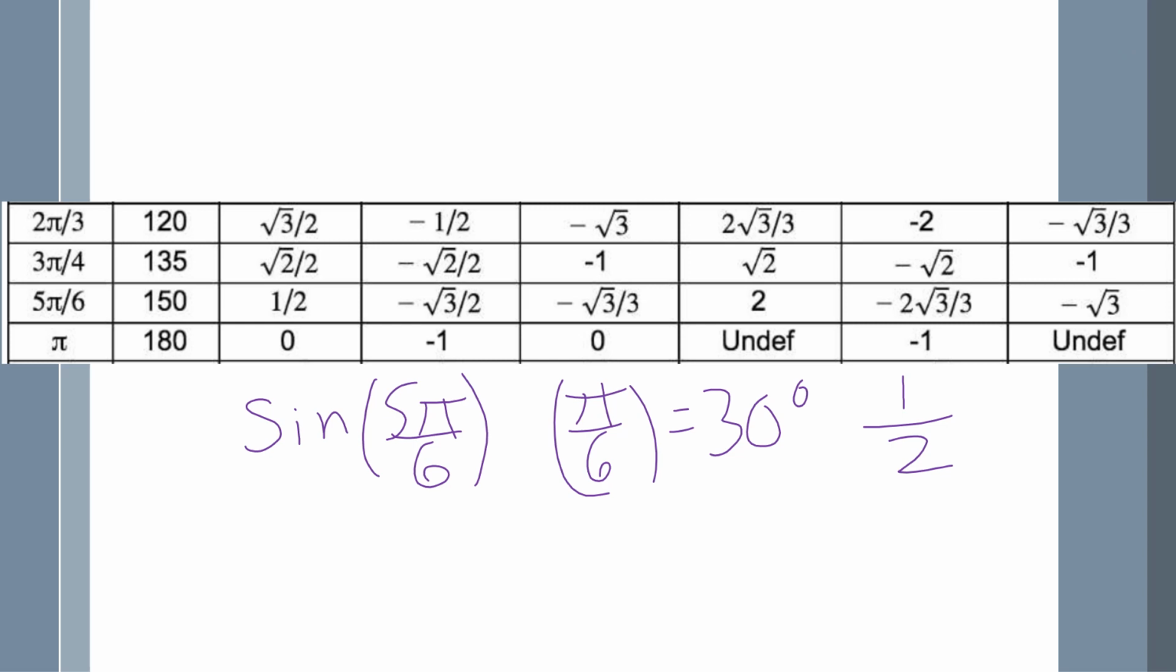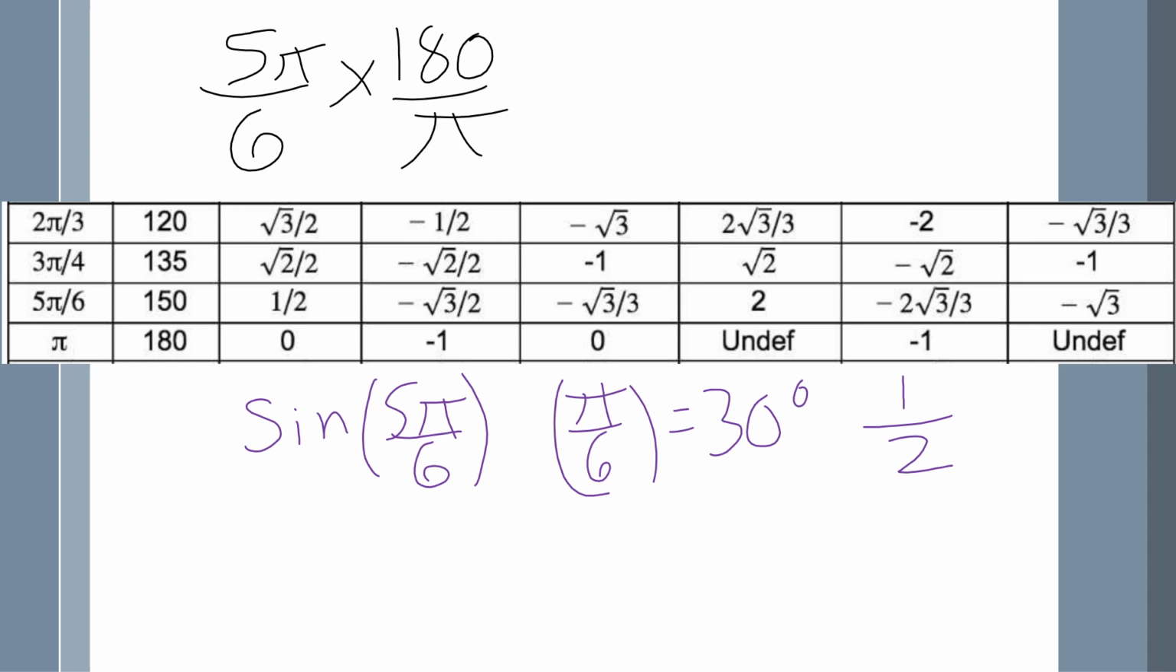So take 5 pi over 6 times 180, and of course put it over pi. So let's multiply. The pi doesn't matter because the pi is going to cancel out, so don't you be worried about the pi. 5 times 180 is 900, right? 900 divided by 6 is 150. Okay, so almost done.